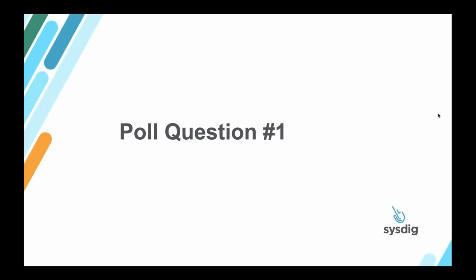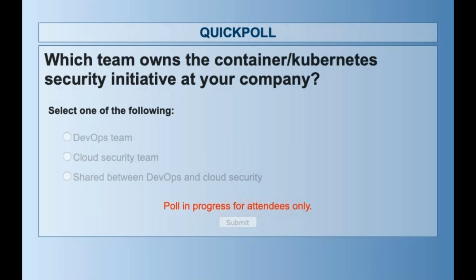So that leads us to our first poll question. So Charlene, you can help us here in handling the first question. All right, the first polling question is on your screen, hopefully. The question is, which team owns the Container Kubernetes Security Initiative at your company? You can choose between DevOps team, Cloud Security team, or shared between DevOps and Cloud Security. Go ahead and make your choice.